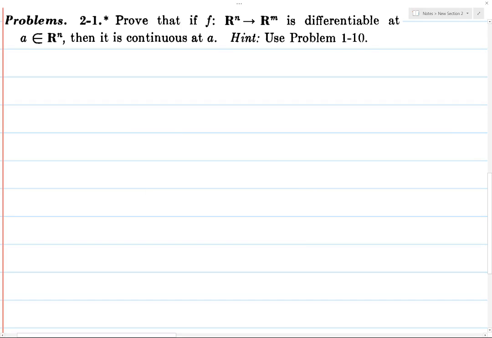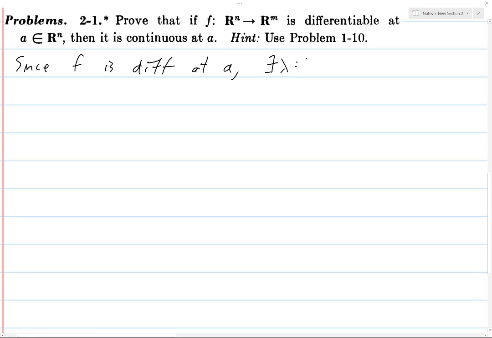Alright, let's talk about differentiability. So f is differentiable at 0. Well, no, at a. Since f is differentiable at a, let's write out what that means.